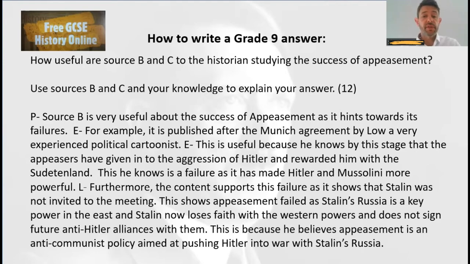So the content supports this failure as it shows that Stalin was not invited to the meeting. This shows appeasement failed. Again, linking to my statement at the start, I said it failed. That's my argument. As Stalin's Russia is a key power in the East, Stalin now loses faith with the Western powers and does not sign future anti-Hitler alliances with them. This is because he believes appeasement is an anti-communist policy aimed at pushing Hitler into war with Stalinist Russia. So I've explained the consequence idea.